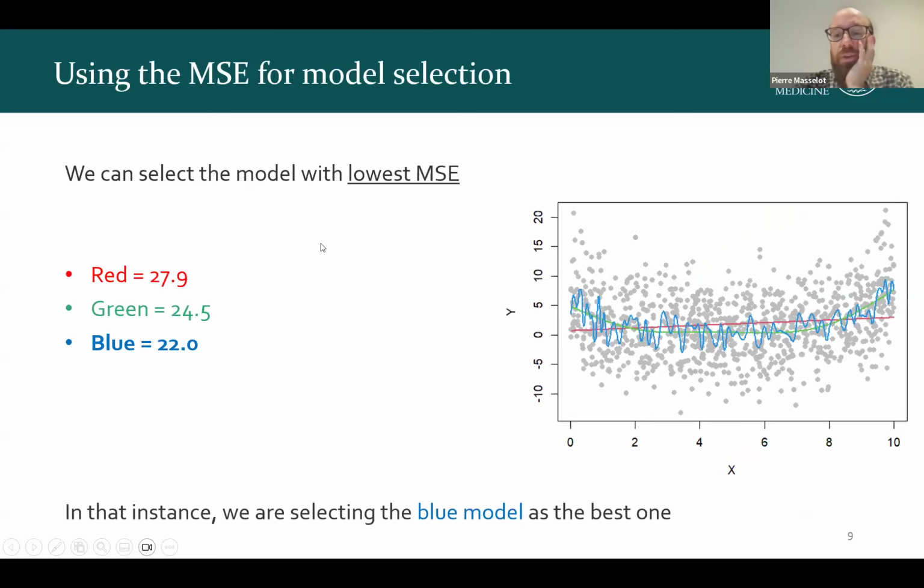Initially we can think, okay, we can use this MSE to select our model. We can compute this MSE for our different models and then select the one that has the lowest MSE value. In that case, you can see that we have computed these values here for the three models. The lowest value is for the blue model, so this is the one that on average has the smallest squared distance to the observations. And so in this instance, we would select the blue model as the best one.